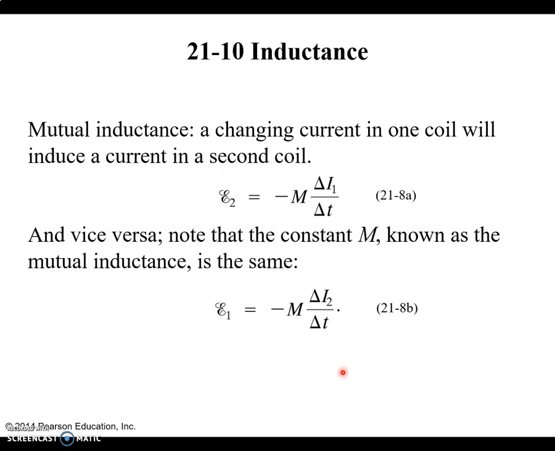Notice that this works vice versa. So if you have a change in current in the second coil, that also induces an EMF in the first coil. And so that's kind of an interesting thing that happens in mutual inductance, where you have two coils next to each other. One coil has a change in current, which induces an EMF in the second coil, which changes the current in the second coil, thus changes the EMF in the first coil. And you just get a process that bounces back and forth between the two coils.